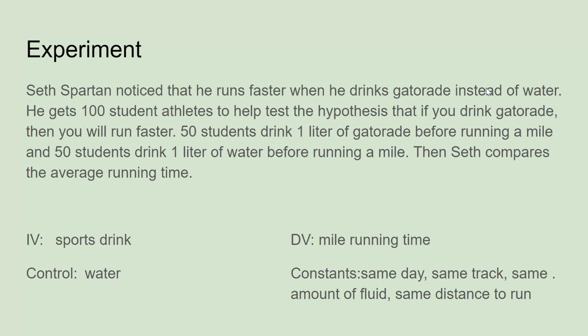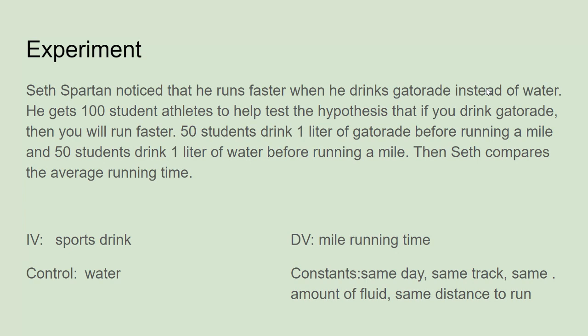The independent variable is what kind of drink the runners are having. So is it going to be Gatorade or is it going to be water? There are 2 levels of the IV here, Gatorade and water, but there's just one thing that the experimenter is changing, what type of drink they're having. The dependent variable is the running time, how long it takes for the person to run a mile. The control group is water, because water is considered the normal thing that people might drink.